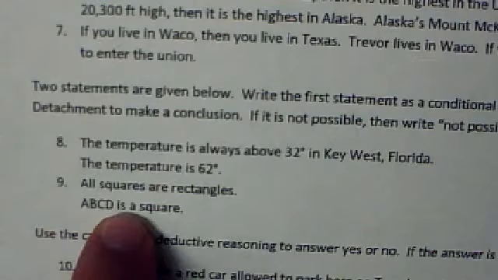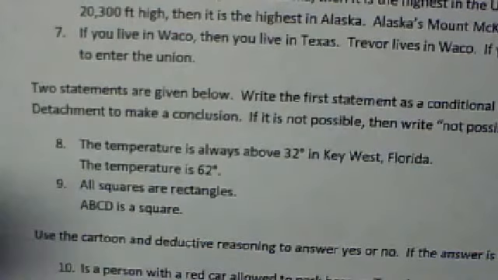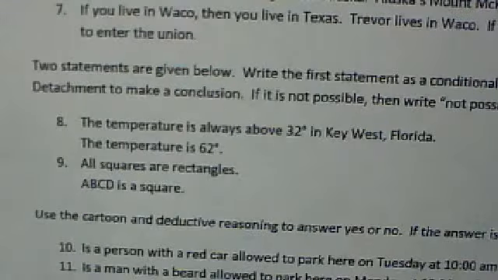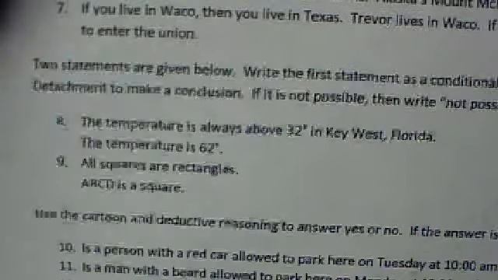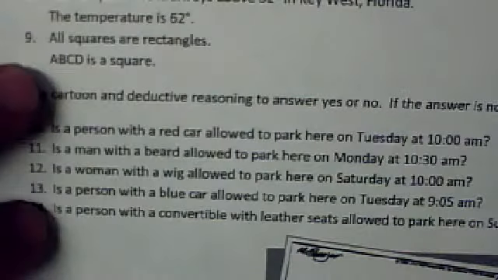If the figure is a square, then it is a rectangle. So you can go through and create the conditional and then use the data below it to come up with a piece of information if it's possible. If not, write not possible. And then the very bottom is just a cartoon, and it wants you to draw conclusions based on the cartoon you see here. The quiz that we will have over this will be next Monday.